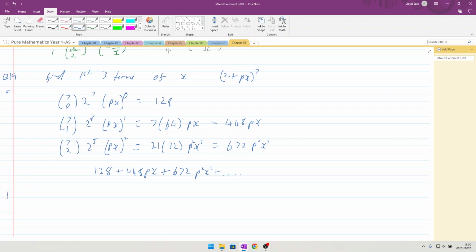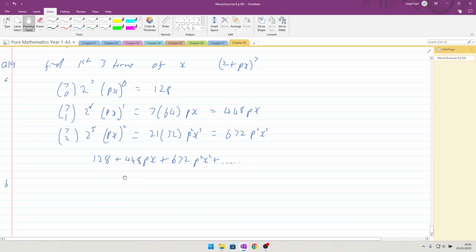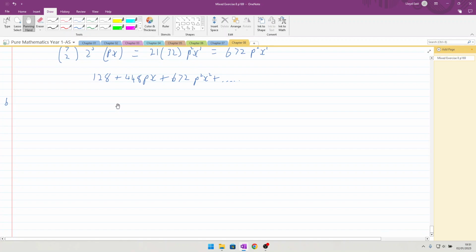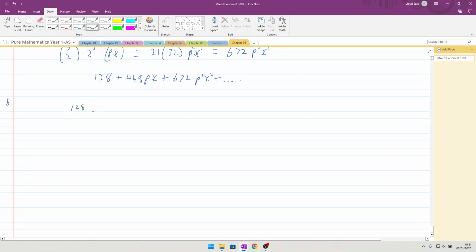Okay, part B. Part B says the first three terms are 128, 2240x and qx squared, where q is a constant. Find the values of p and q.